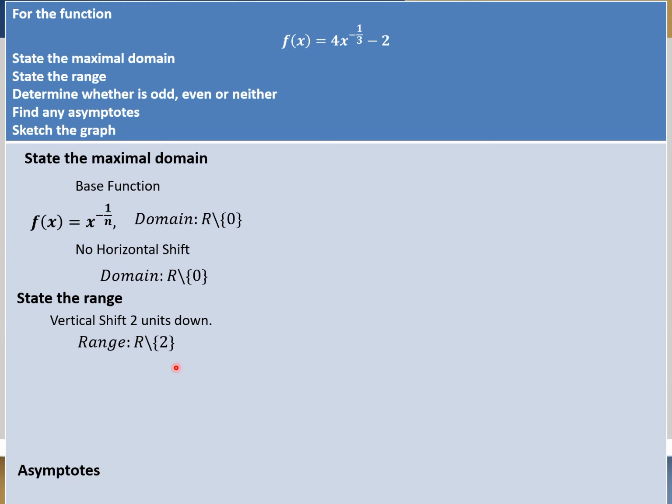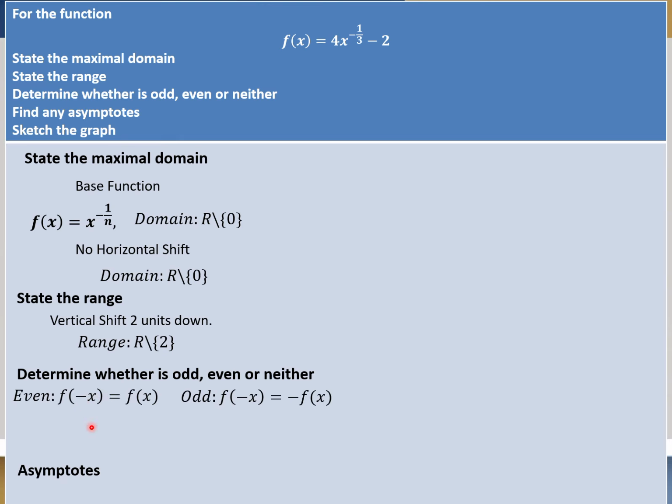If we are determining whether it is odd or even or neither, most of these graphs will be neither, but there will be some that you will find that are odd or even. So we've done this before. If it's even, we put a negative in, it's going to still stay the same graph. If it's odd, if we put a negative in, it will be whatever our y value was, f of x, it becomes negative. I simplified this as best as I could, and it didn't turn out to either one of these, so I know it's neither.